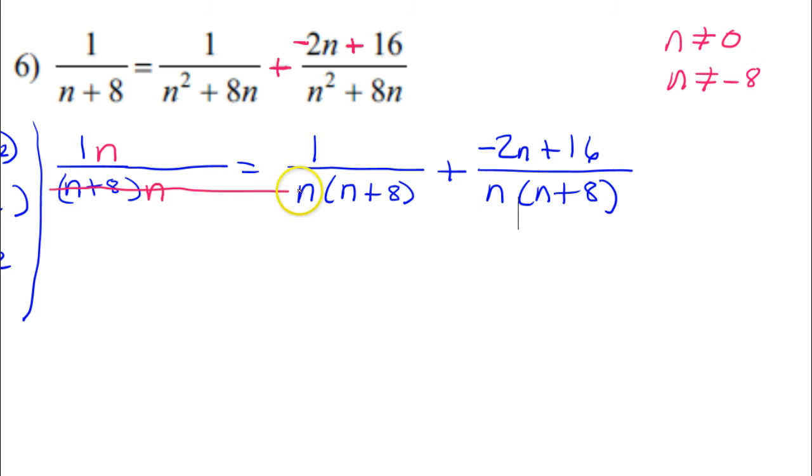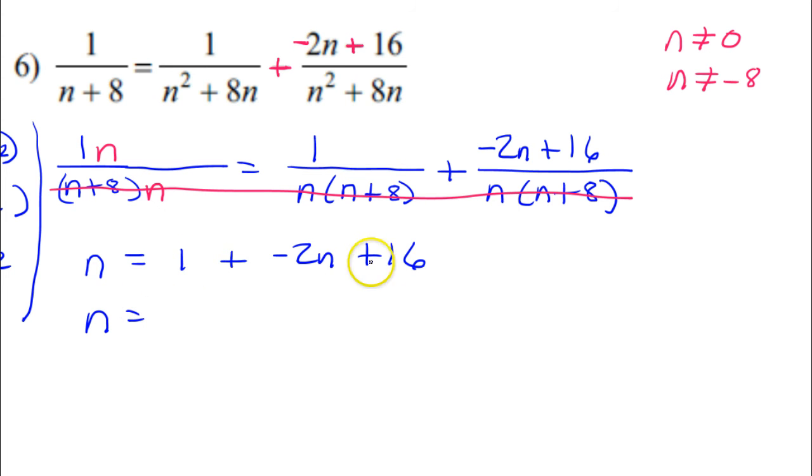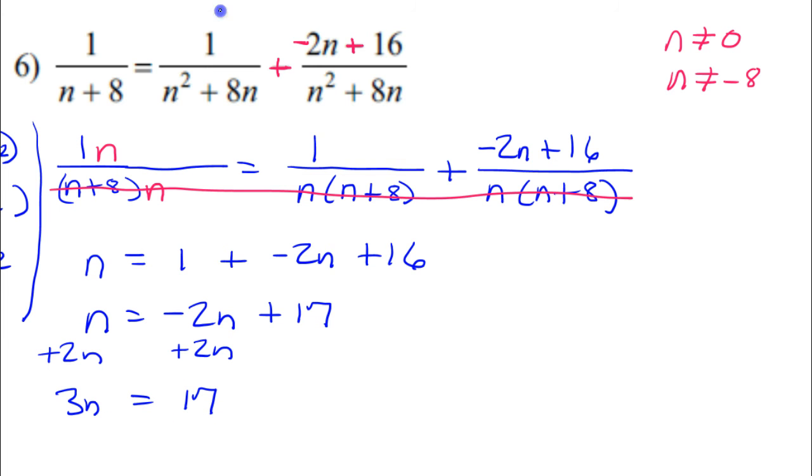So now that the denominators are the same, I can cancel those denominators out and make a new equation using the numerators. So n equals 1 plus negative 2n plus 16. I see like terms with the 1 and the 16, so I have negative 2n plus 17. I'm going to add 2n to both sides, so that makes 3n equal to 17.